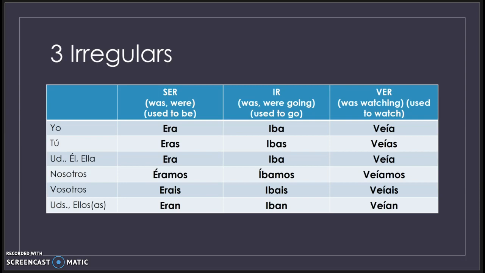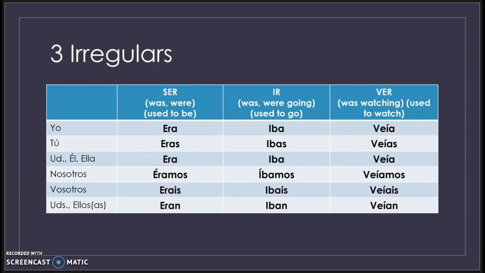Now, ser and ir, on the other hand, are completely irregular. They don't follow any pattern. They don't have any type of rationale. We just have to learn what they are. Now, when we conjugate for ser, we just use era, eras, era, éramos, erais, eran. And those are the conjugations. We don't add anything to it or take away. Ir becomes iba, ibas, iba, íbamos, ibais, iban.